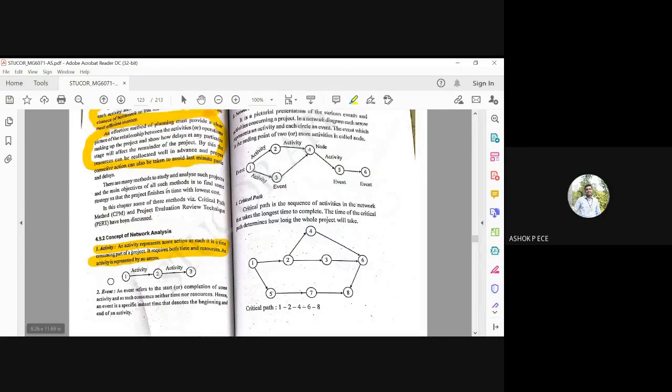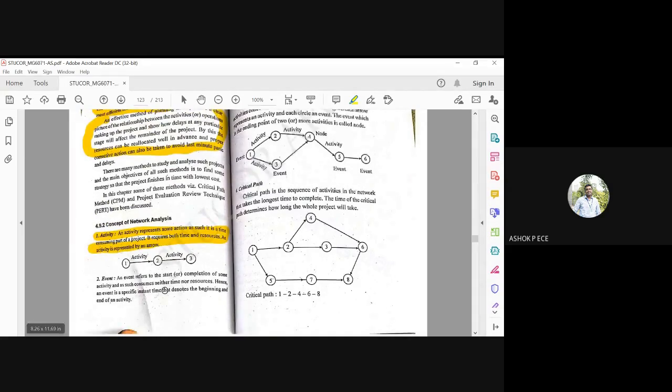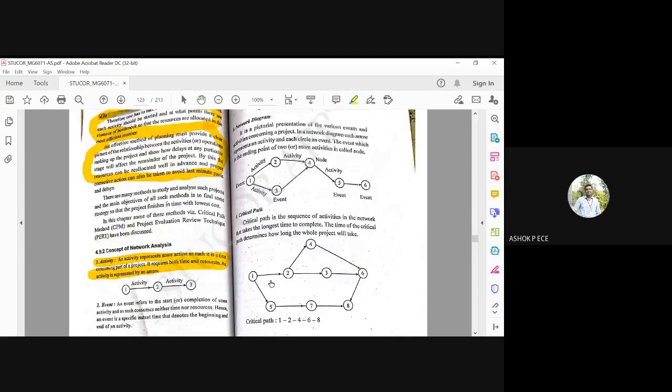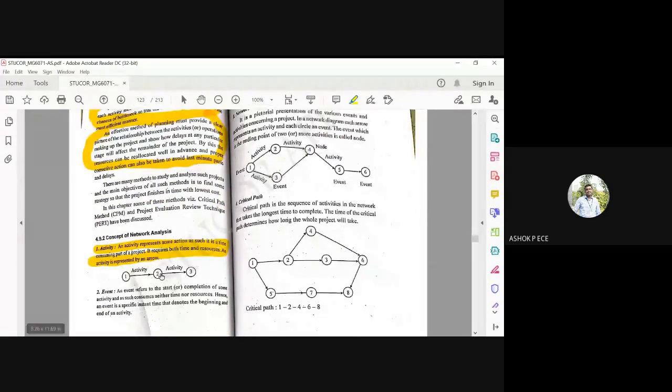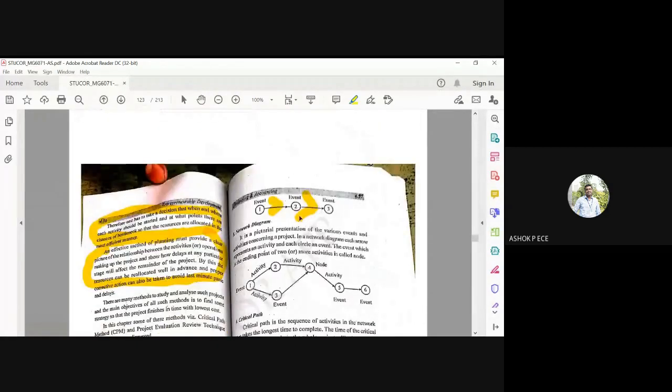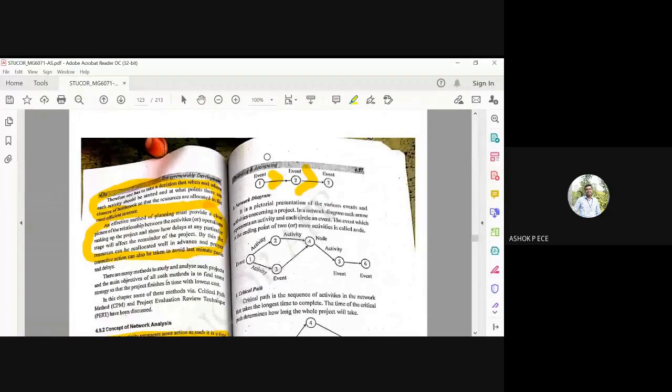Next one, event. Event refers to the start or completion of some activity, as it consumes neither time nor resource. So event means beginning and end of an activity. This one is going to be an event, two is going to be an event, three is going to be an event. Between two events, you will have an activity. So an activity is between two events, and an event is between two activities. Starting of an activity is an event, ending of an activity is an event.